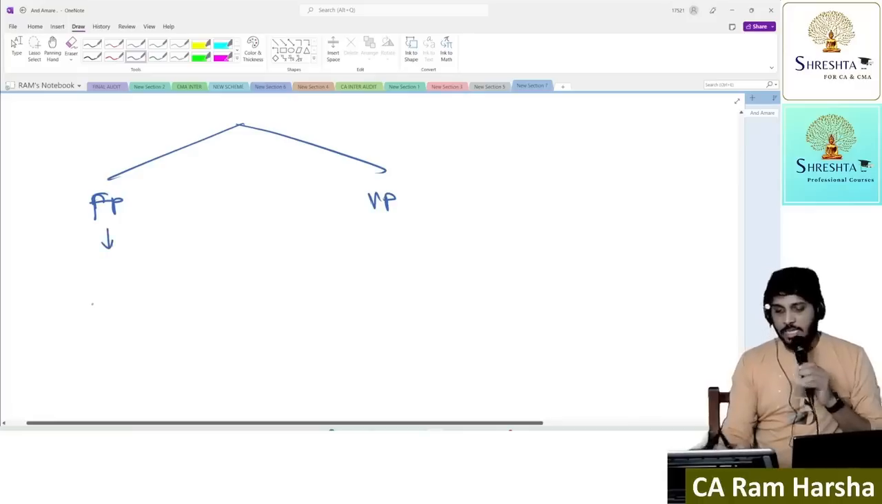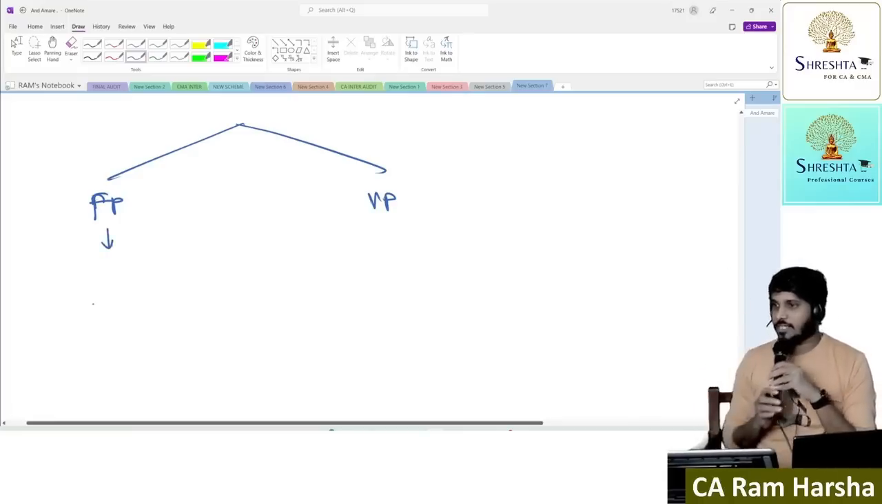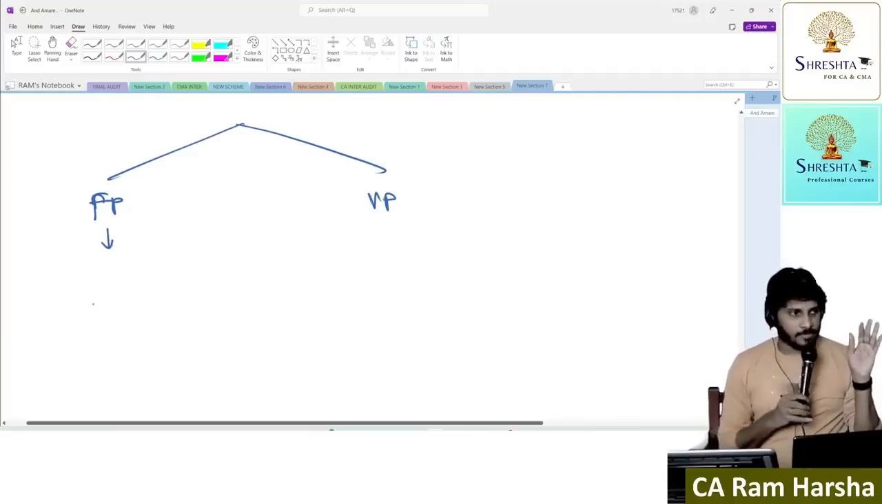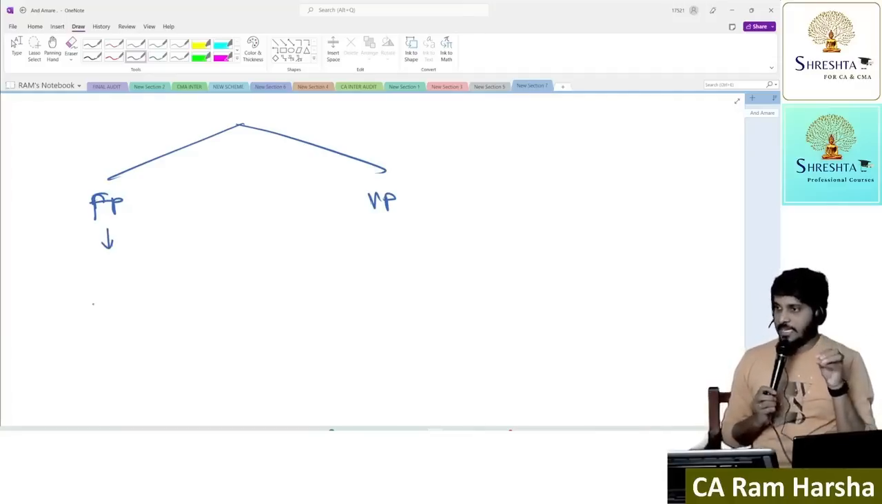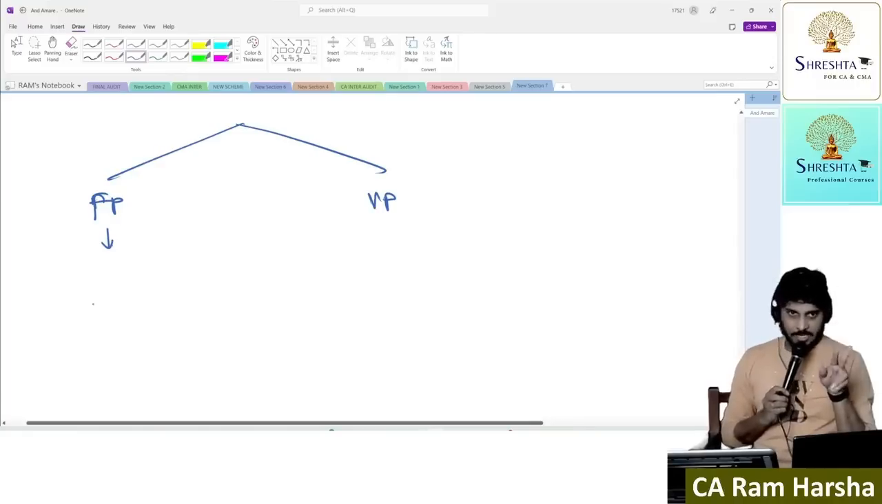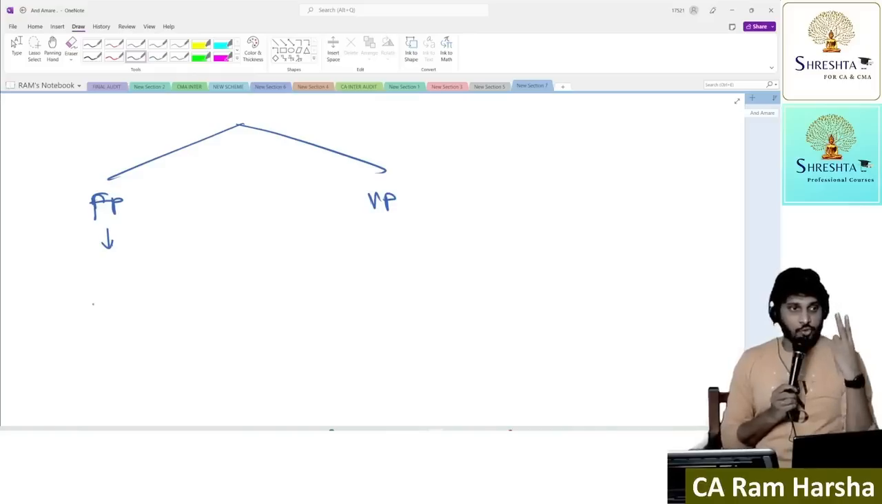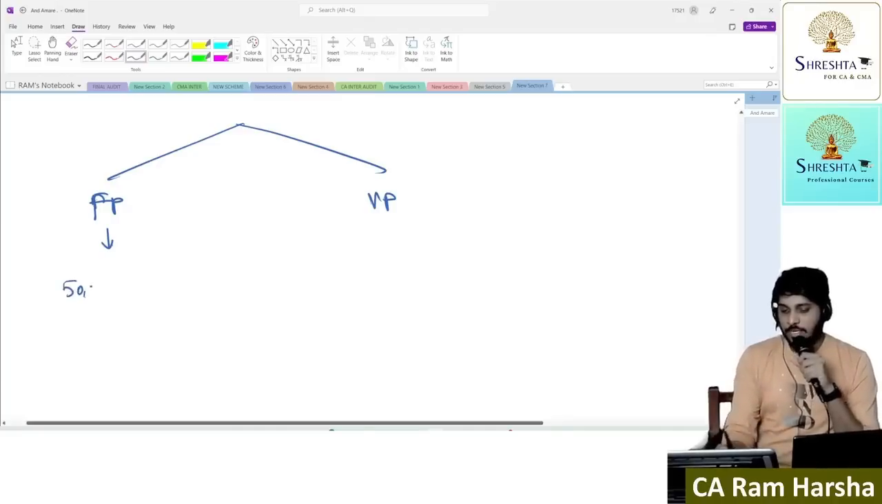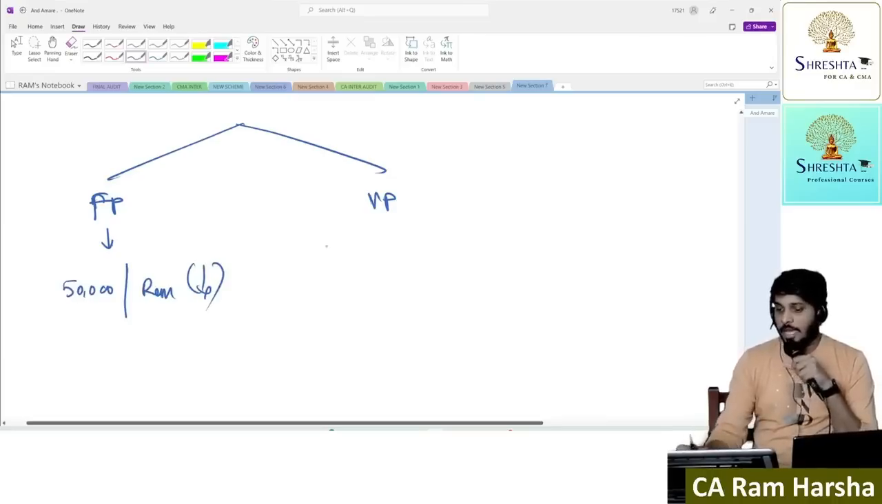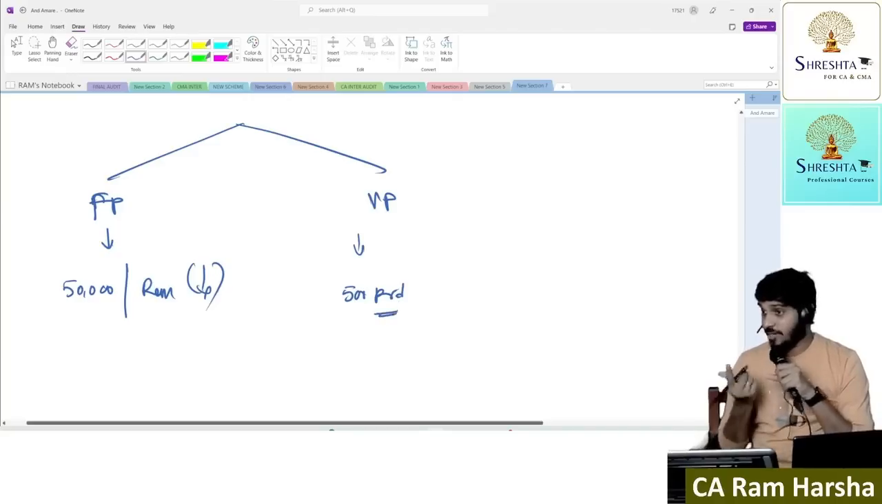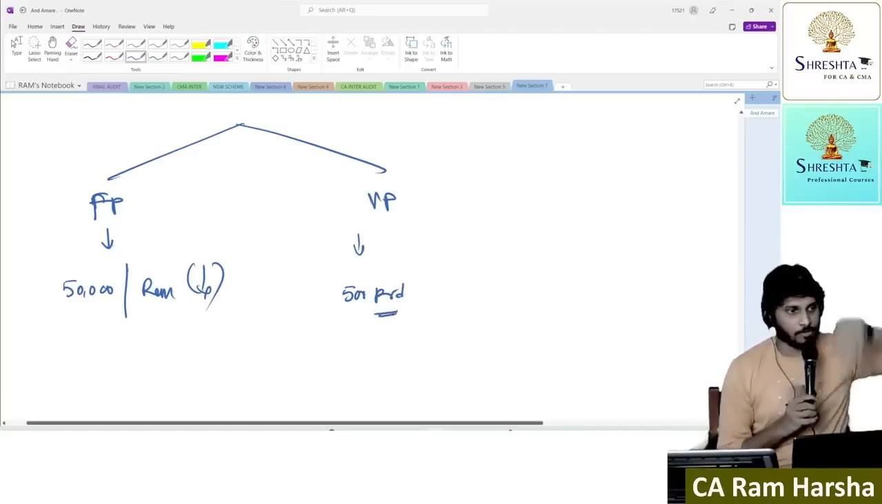What is a fixed penalty? The auditor is liable for a penalty. What is the provision? In case the auditor failed to comply with 140 subsection 2, he is liable for a penalty of 50,000 rupees or the auditor's remuneration, whichever is lower, and for continuing failure, 500 rupees per day, subject to an overall maximum of 2 lakhs. Now, fixed penalty is how much? 50,000 rupees or remuneration, whichever is lower. And variable penalty is what? 500 rupees per day for continuing failure from the date of first failure.